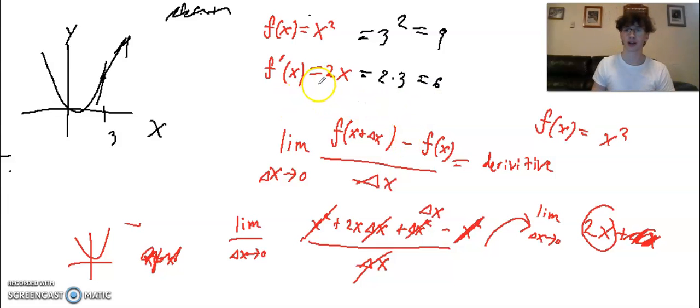So the instantaneous slope of the line when x equals 3 is 6, while at the position of 9. We're going to do a little more practice with this and look into graphs a little more, but this is our definition of the derivative.